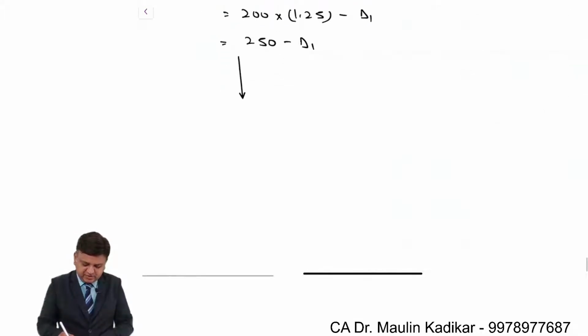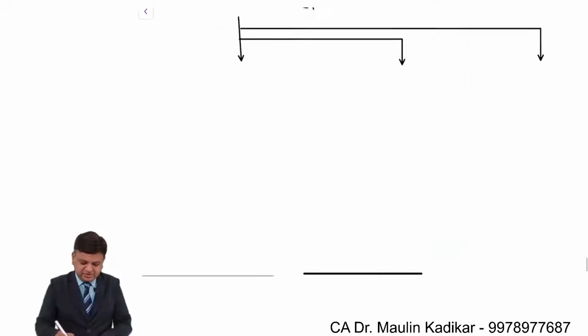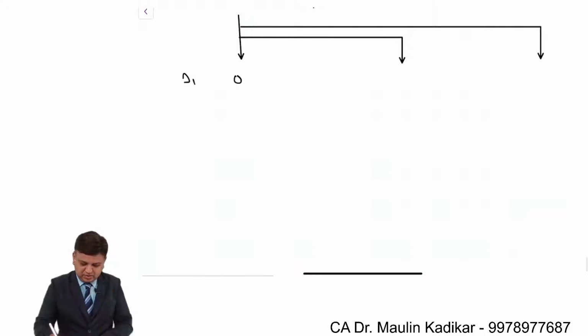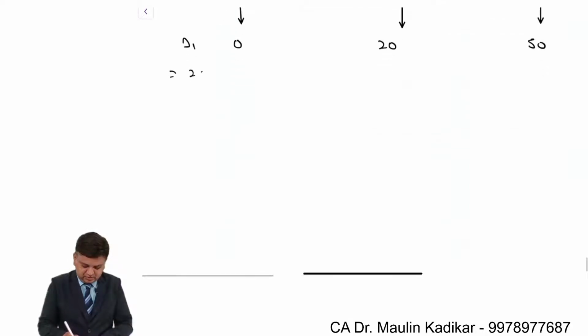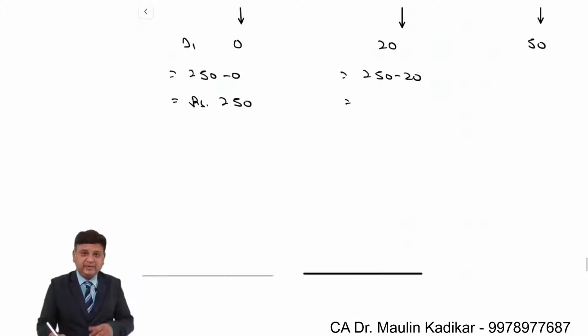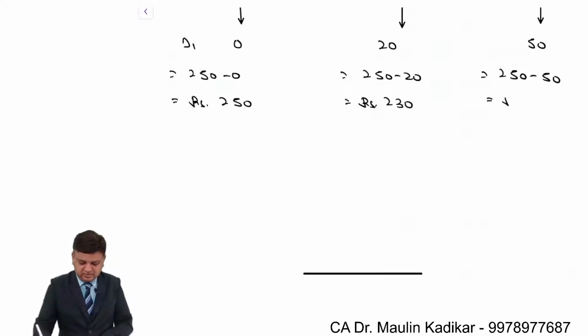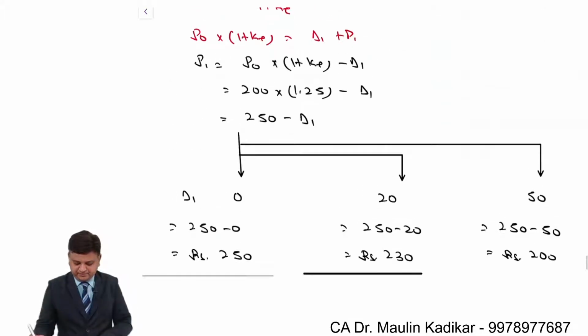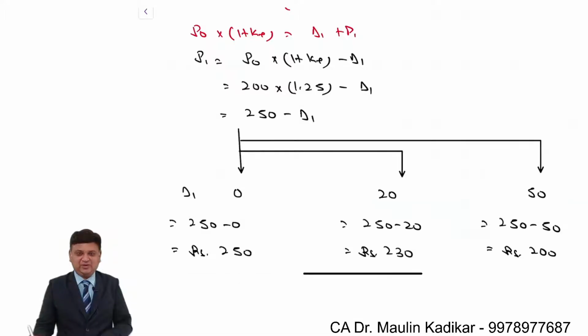We have been provided with the 3 dividends per share. Dividend per share is given as 0, 20 and 50. In the first case, what will happen? 250 minus 0 is rupees 250. 250 minus 20 is rupees 230. 250 minus 50 comes to rupees 200. That is the way the answer of the first question can be calculated.